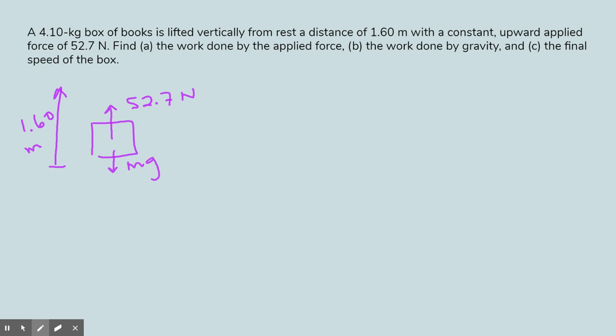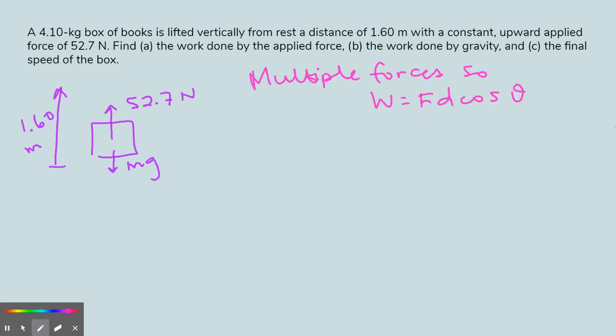Okay, so I want y'all to take a moment and see if you can work this one out yourselves, and then press play when you're ready. All right, since we're working with multiple forces, we know that work is equal to force times distance times the cosine of theta. And let's go ahead and look at part A. And I hope y'all were able to get this right.